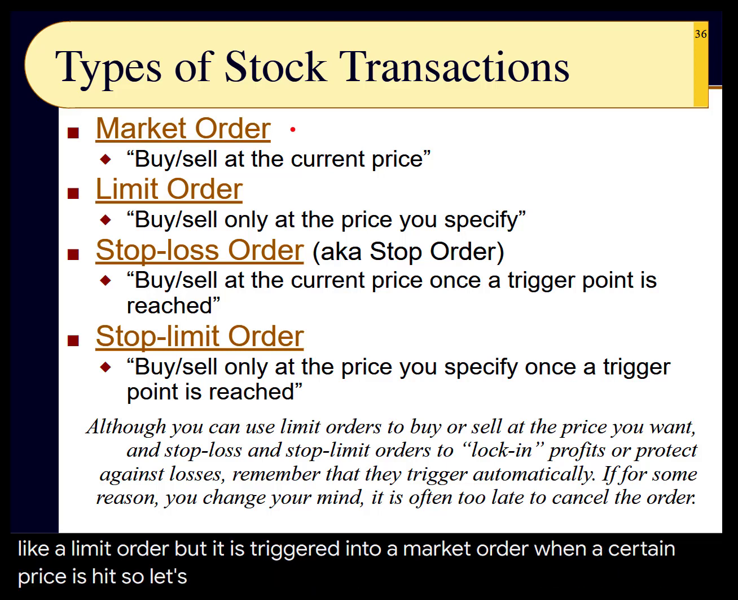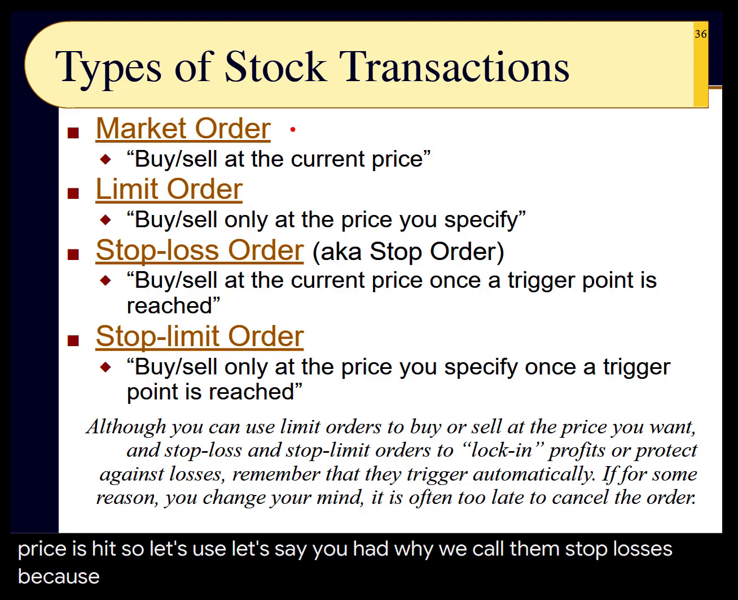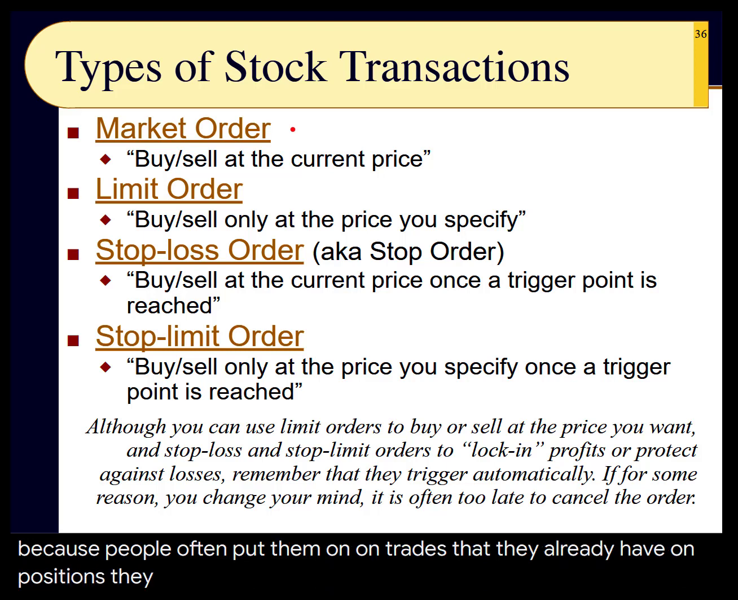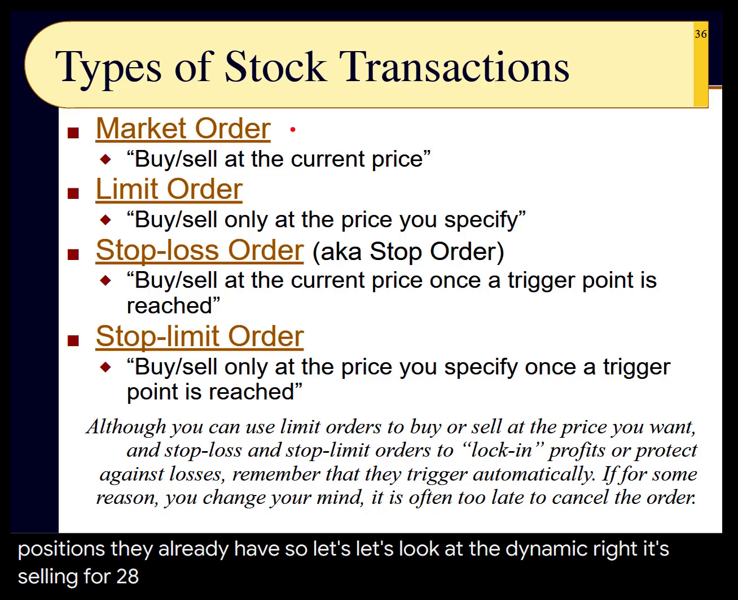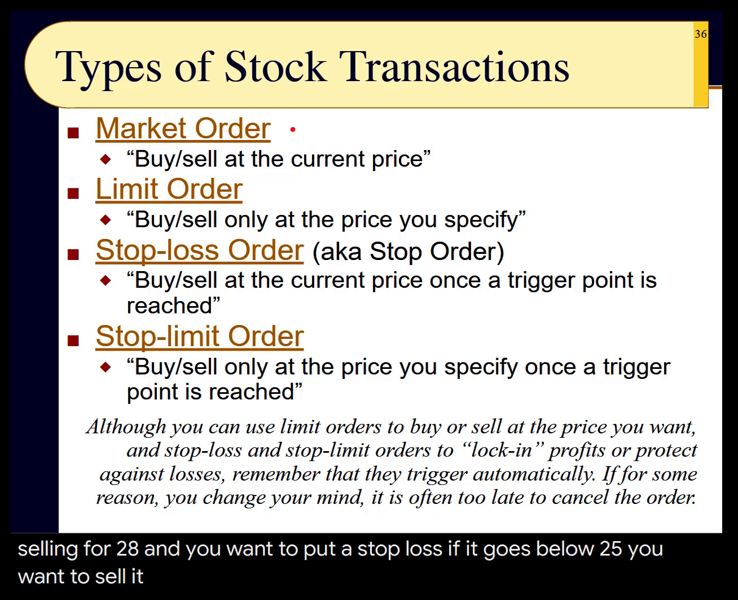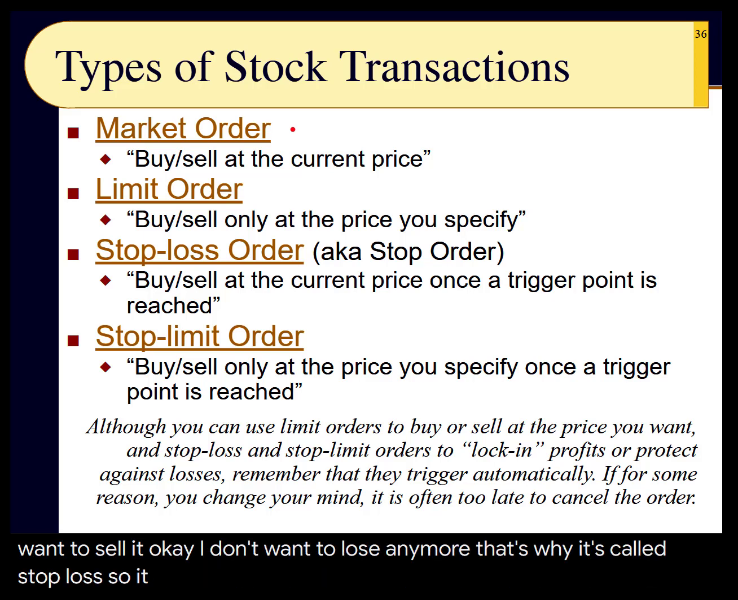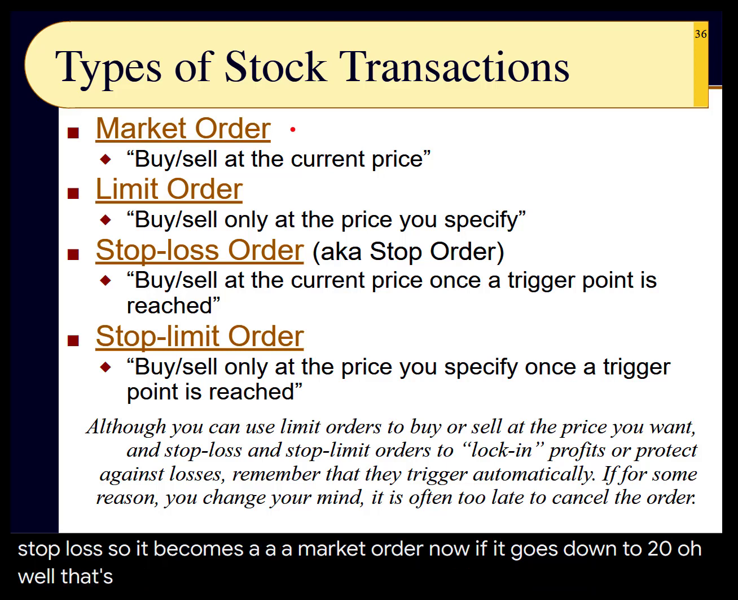Why we call them stop loss is because people often put them on trades that they already have, on positions they already have. So let's look at the dynamic, right? It's selling for 28 and you want to put a stop loss. If it goes below 25, you want to sell it. Okay, I don't want to lose any more. That's why it's called stop loss. So it becomes a market order. Now, if it goes down to 20, oh well, that's what you're going to get, right? You turned it into a market order.